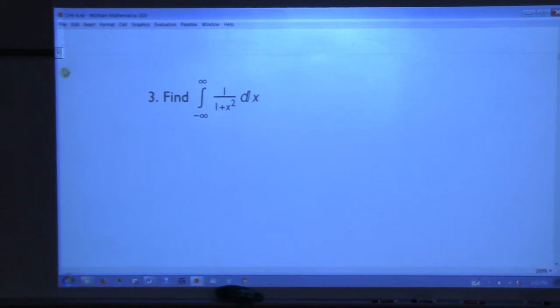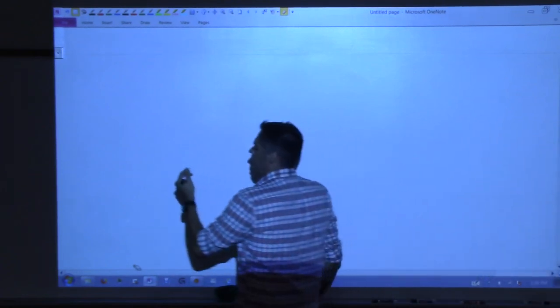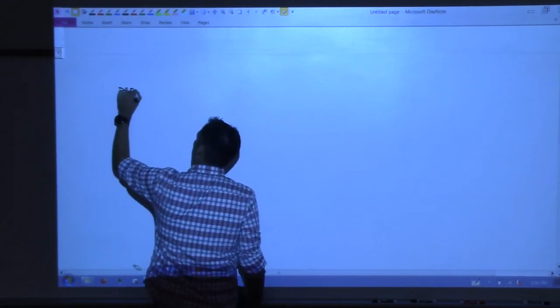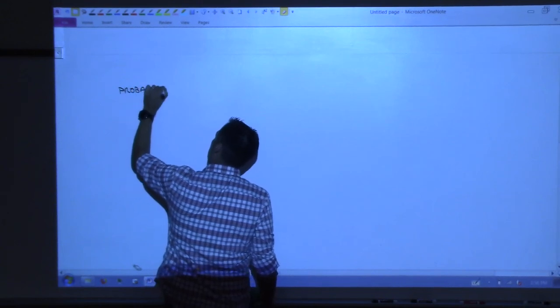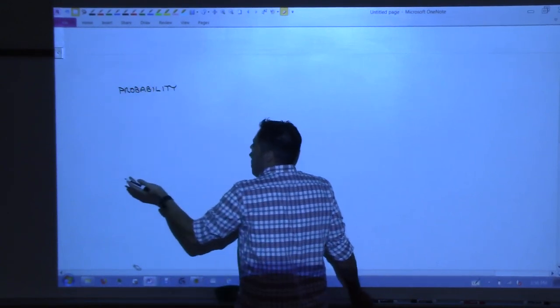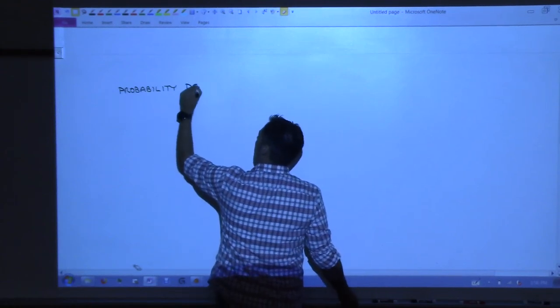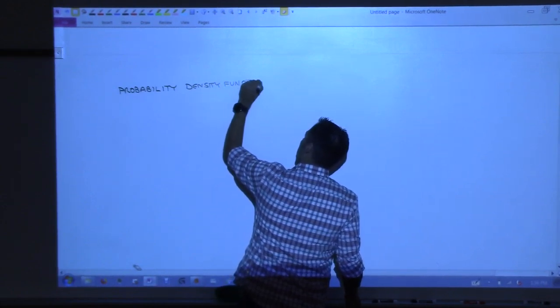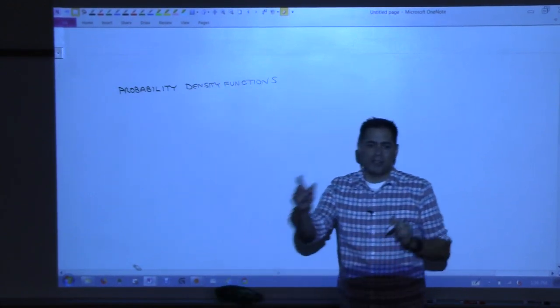Okay, so let me explain something here. See how I can do this. All right. This is a very, very quick thing, hopefully. You're not going to be tested on this. That doesn't mean I don't want you to pay attention, but probability density functions. Sounds bad, but it's not that bad. Probability density functions.